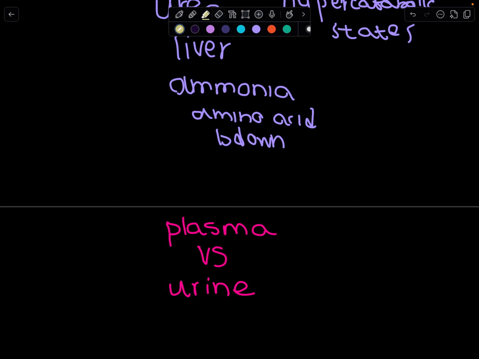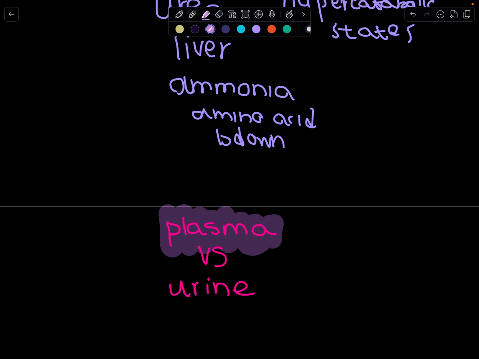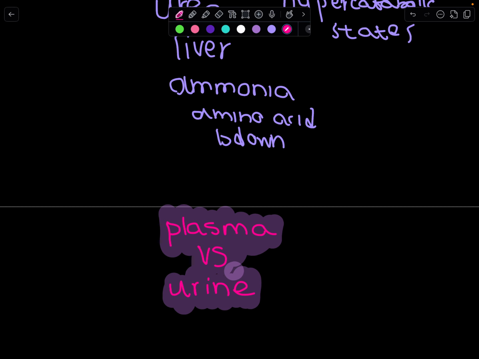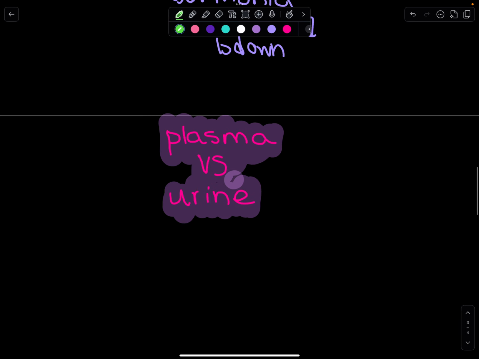Clearance equals GFR for substances like inulin, which are freely filtered and neither reabsorbed nor secreted by the kidneys. Clearance is less than GFR for substances reabsorbed by the kidneys, like glucose or sodium, where much of what's filtered gets taken back into the blood. Clearance exceeds GFR for substances actively secreted into the urine, like creatinine or certain drugs, as the kidneys add more to the urine beyond what's filtered. Want me to clarify any examples?